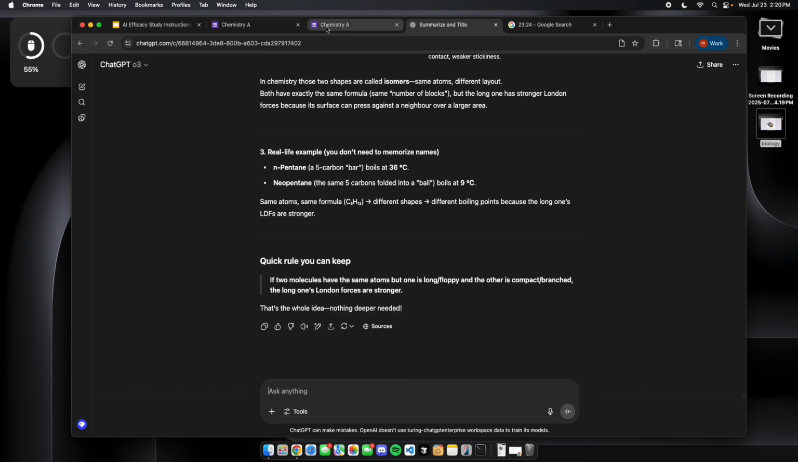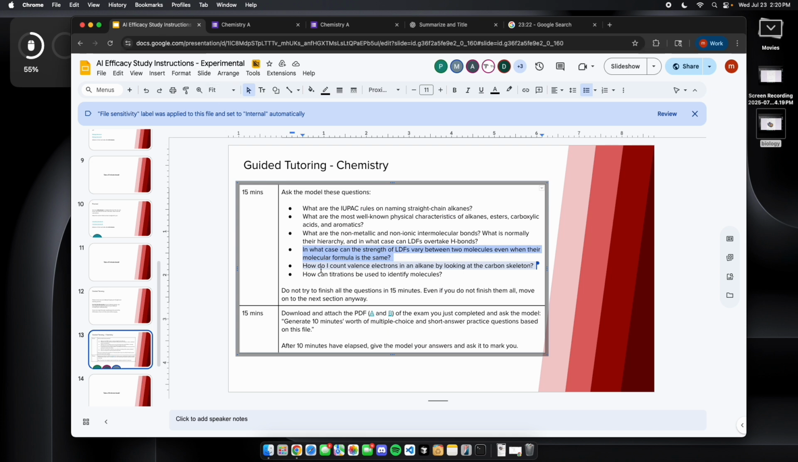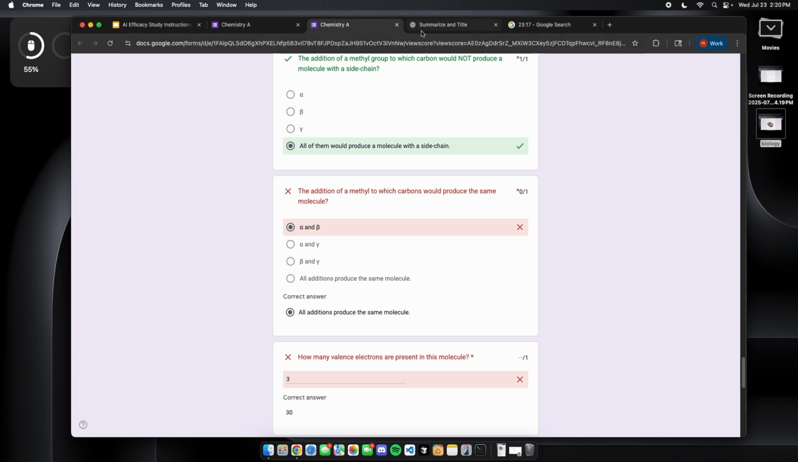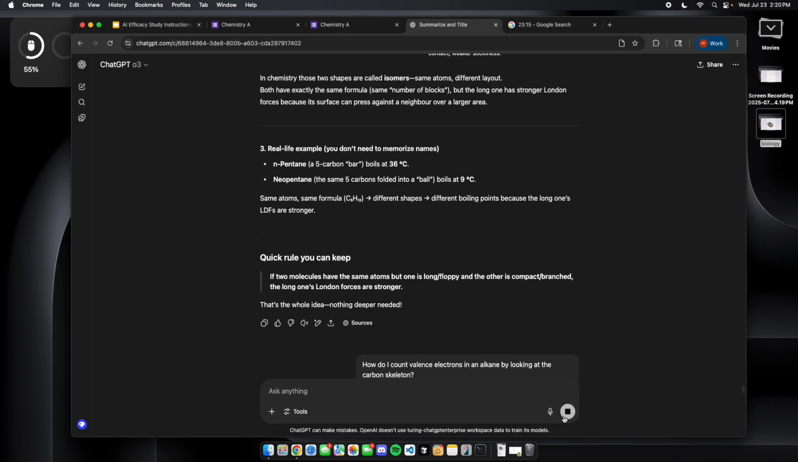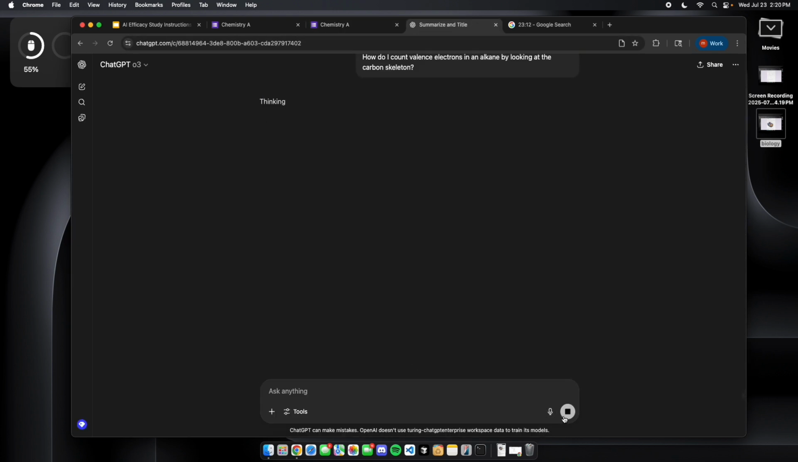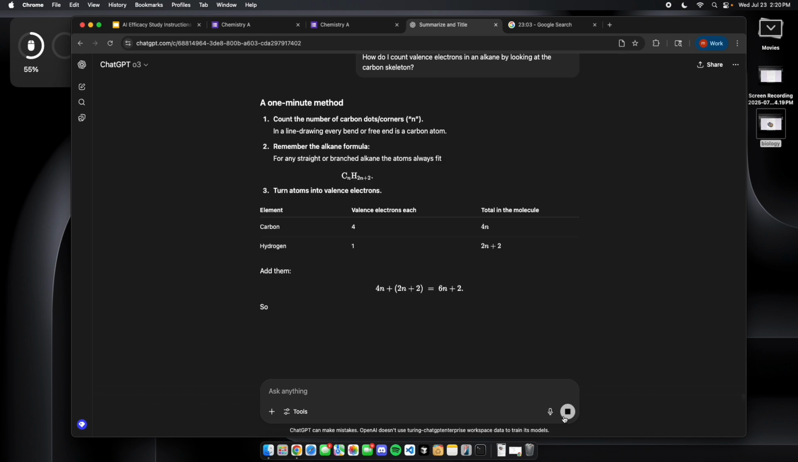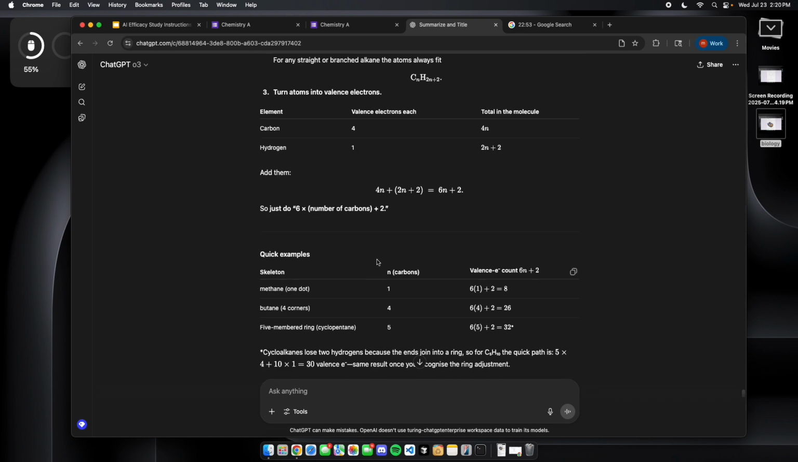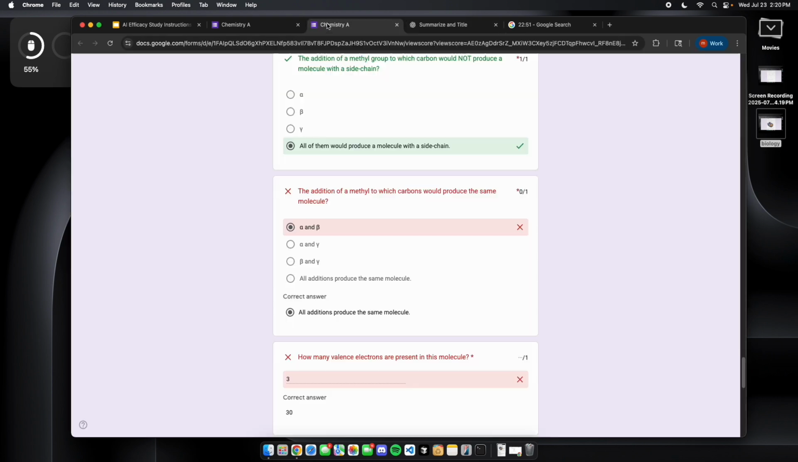Okay, that makes sense. I think we learned about this earlier. CnH2n+2. Carbon has 4 valence electrons and hydrogen has 1. Okay, yeah, that makes sense.